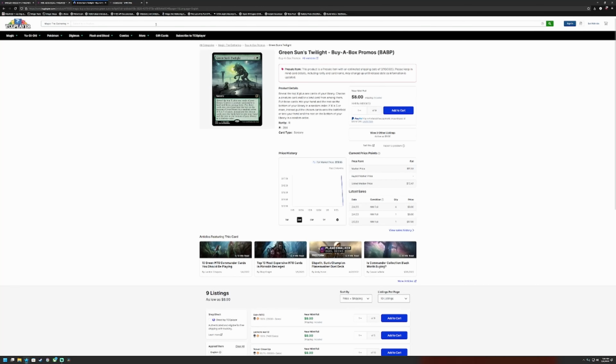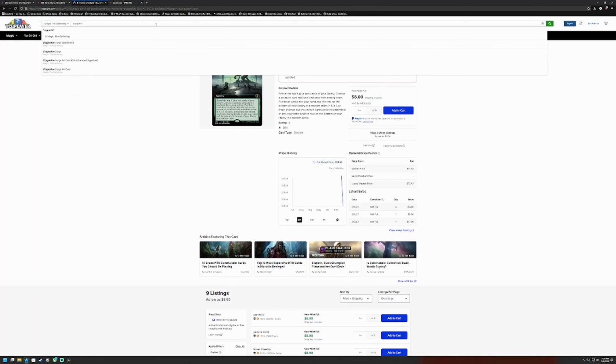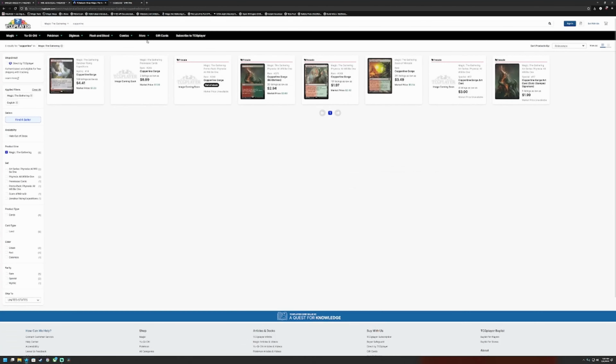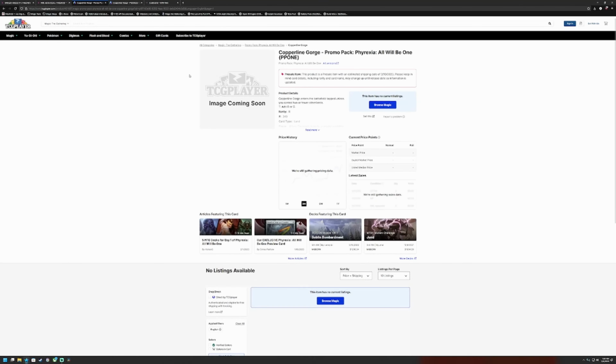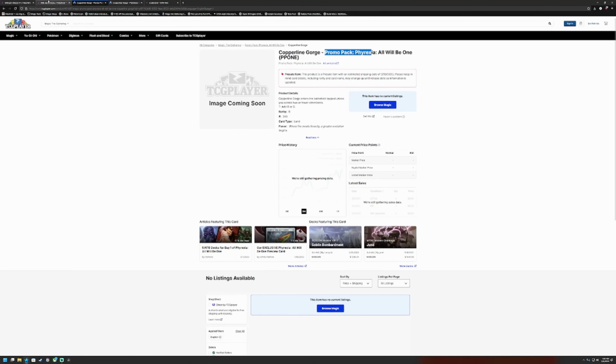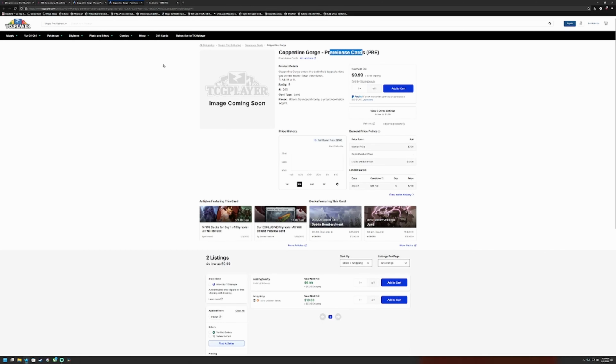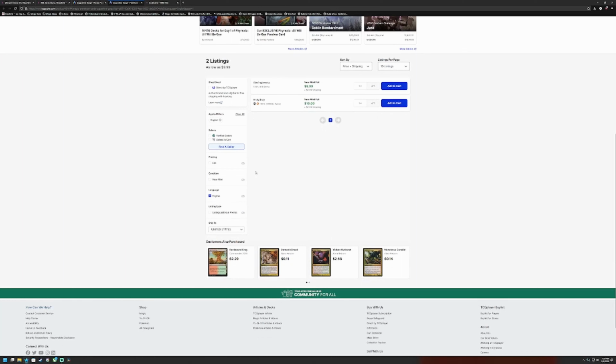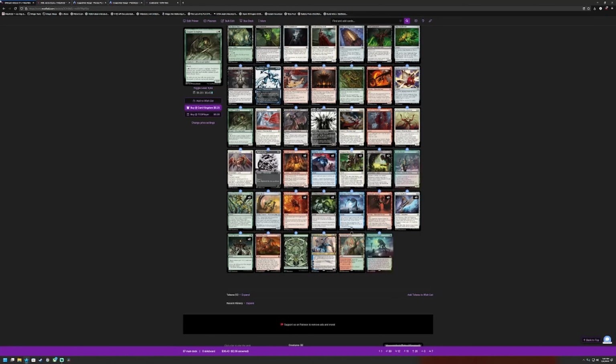Actually, let's see here. If it's not in Moxfield, it means it's not in Scryfall, for those who are keeping track at home. Copperline Gorge, 249. Art card. Promo pack. That's the promo pack one. Pre-release card. Maybe it's this one. Maybe it's going for 10. Near mint foil. So I'm guessing it's a $10 card right now, but it's also pre-release season, so it's kind of a question mark. I don't know.